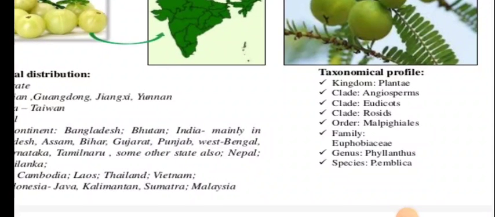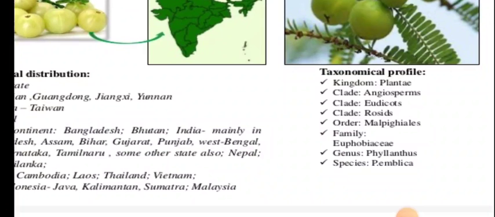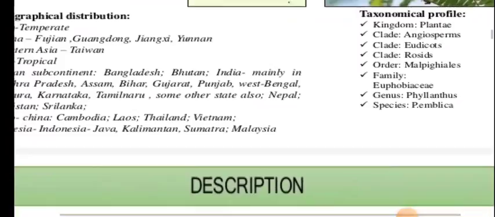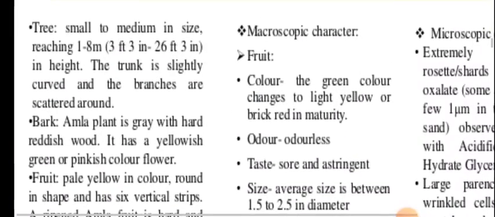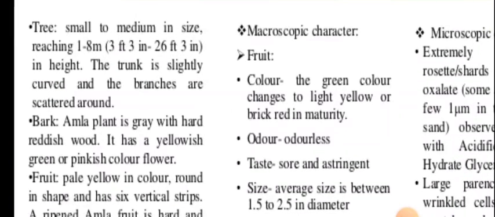Taxonomically, it is grouped under angiosperms, then dicot, order Malpighiales, family Euphorbiaceae, name Phyllanthus emblica. In the description you have to give a small introduction. It is a small to medium tree, up to 8 meters or 3 to 26 feet in height.